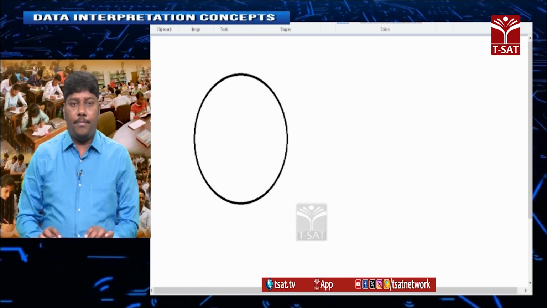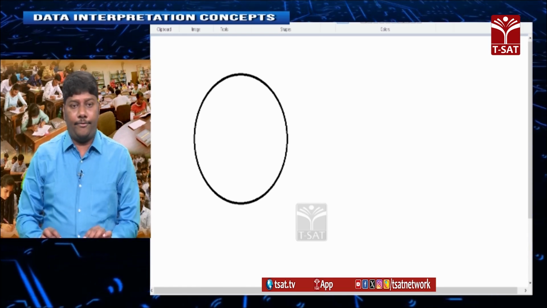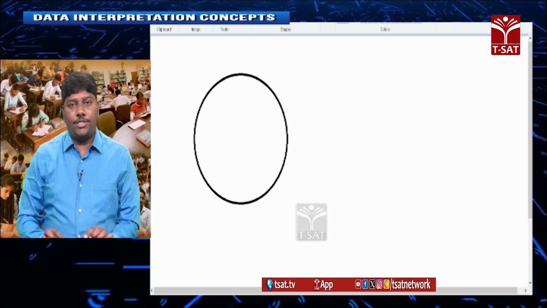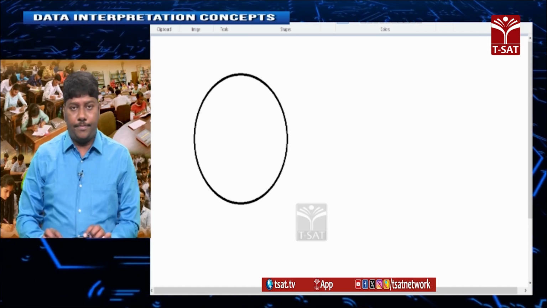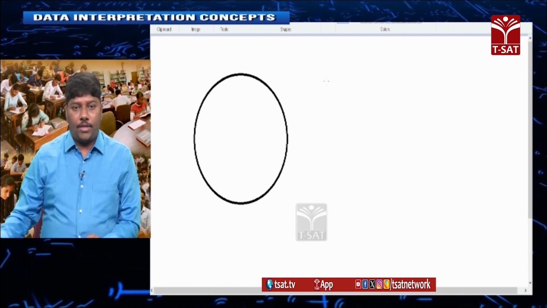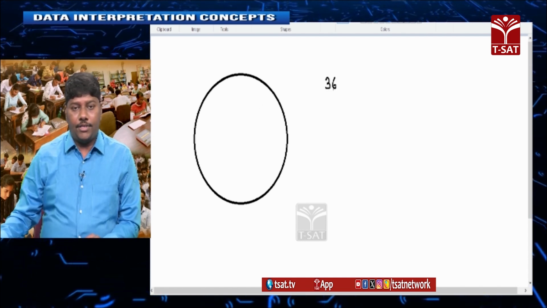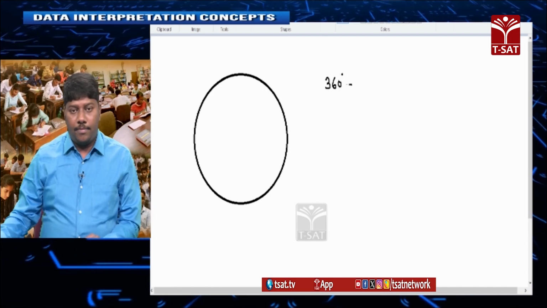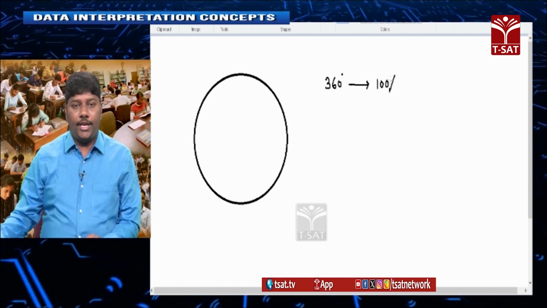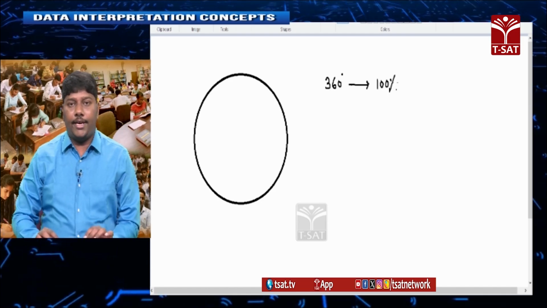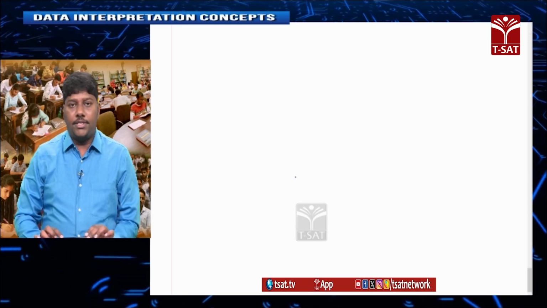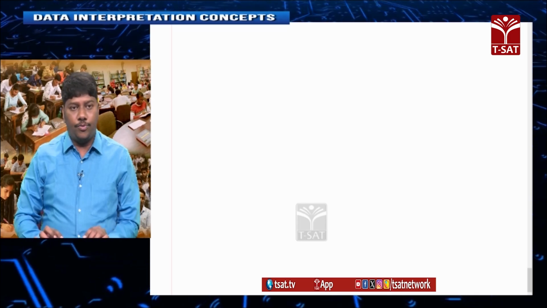Now, look at here. Pie graph is actually a circular graph as shown in the given figure there. Now, a pie graph consists of 360 degrees. If I take the data which is given here, complete data is 360 degrees. But if I take it in terms of percentage, it is 100%. So, 360 degrees is taken as 100%. How do we convert percentage to degrees and degrees to percentage?